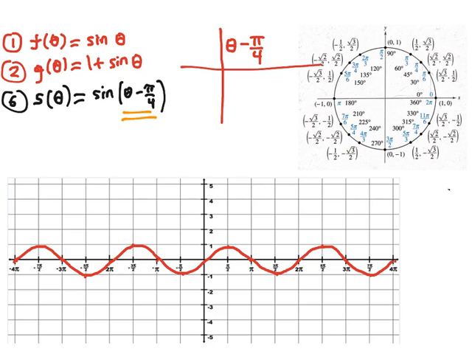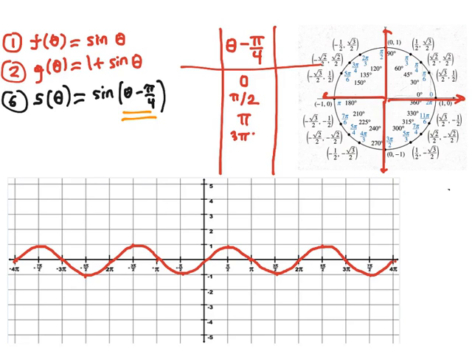We're taking sine of whatever the argument is, and we know that it's easy to evaluate the sine function at these 4 quadrant angles. So we'd like the argument theta minus pi over 4 to be 0, pi over 2, pi, 3 pi over 2, and 2 pi. And what would be the output values from the function? What would be s of theta when the argument is 0, pi over 2, pi, 3 pi over 2, and 2 pi?